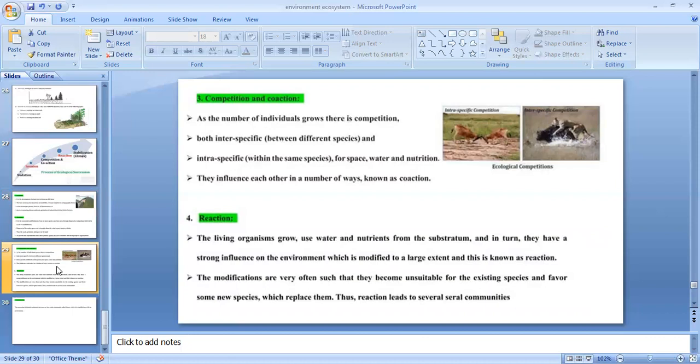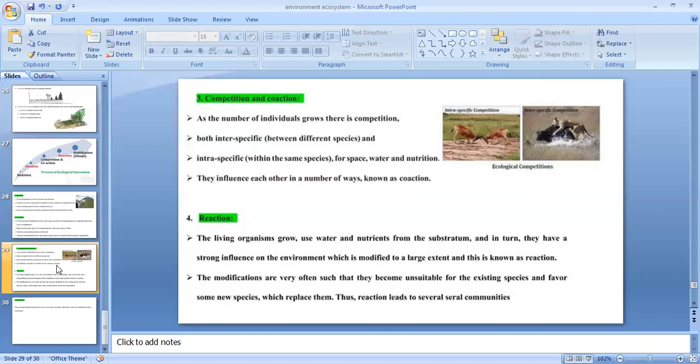The competition and coaction. As the number of individuals grows, there is competition, both inter-specific and intra-specific, for space, water, and nutrition. They influence each other in a number of ways, known as coaction. And then reaction. The living organisms grow, use water and nutrition from the substratum, and in turn have a strong influence on the environment, which is modified to a large extent. This is known as reaction.